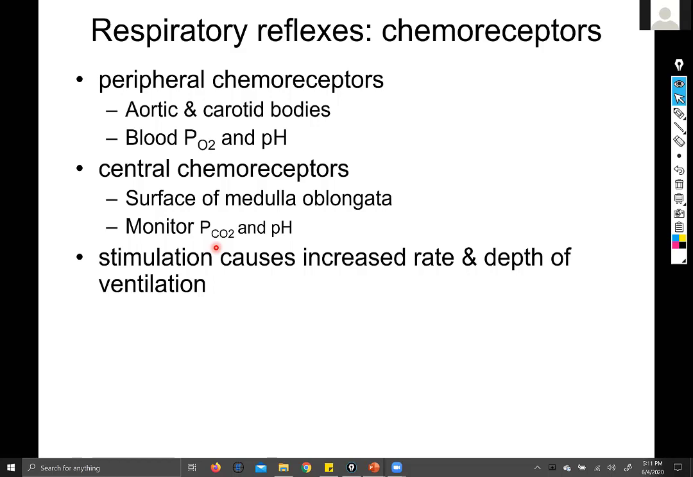So stimulation of the central chemoreceptors and the peripheral, but there's a stronger response from the central, causes an increase in rate and depth of ventilation. So I talked about Kussmaul respiration last lecture, and that's a change in breath pattern related to diabetic ketoacidosis.